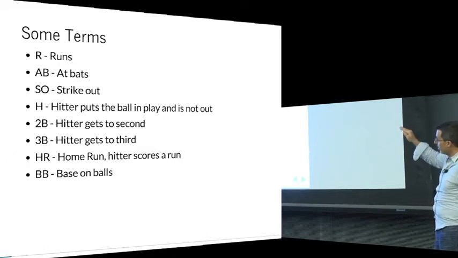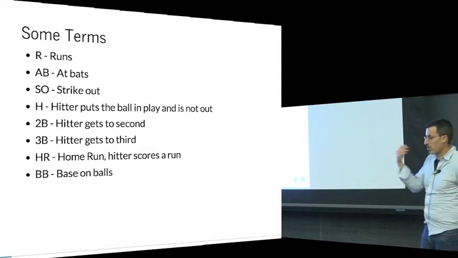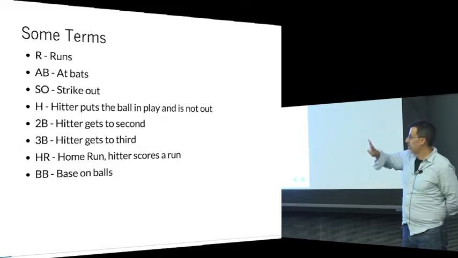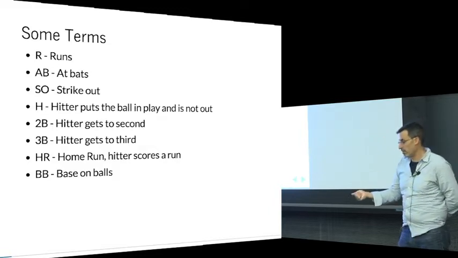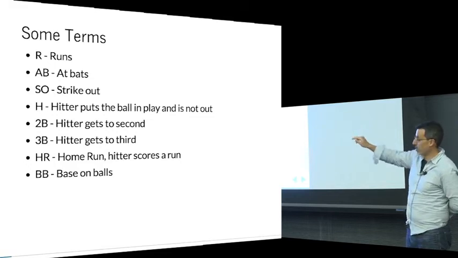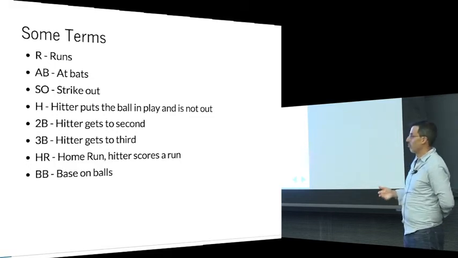A hit is when you hit the ball and you get to one of the bases. But there's 4 kinds of hits. There's singles, which means you only got the first. Doubles means you got the second. Triple, you got the third. Home run, you got the home.